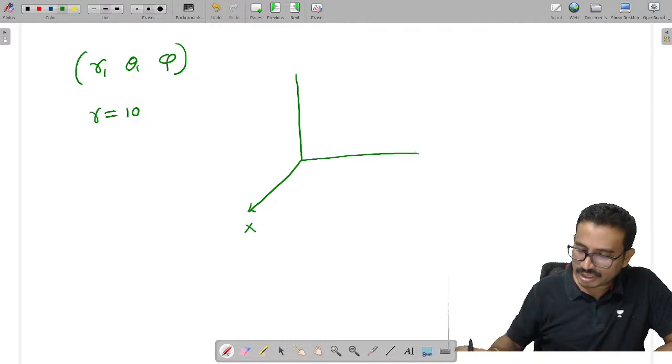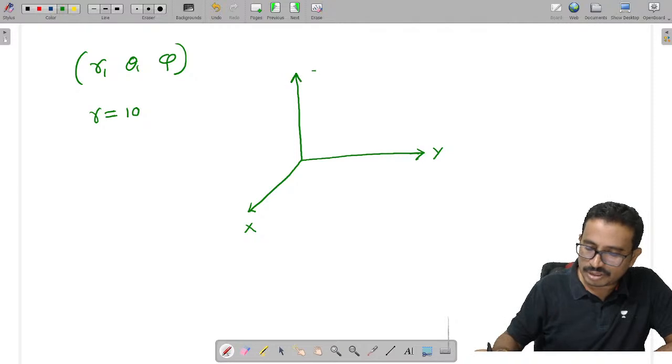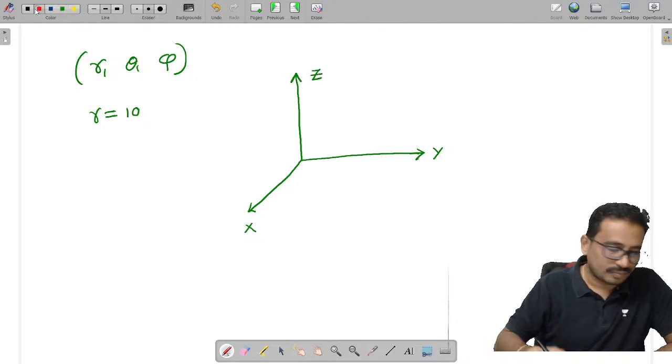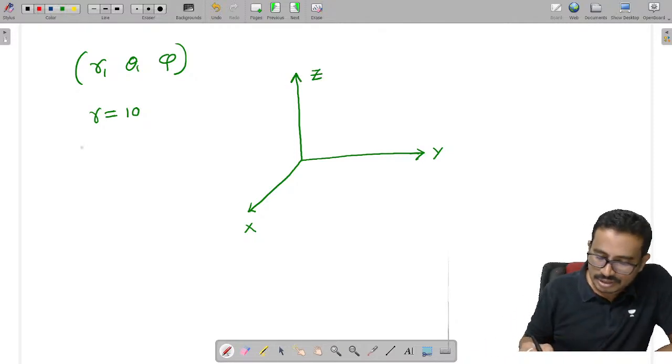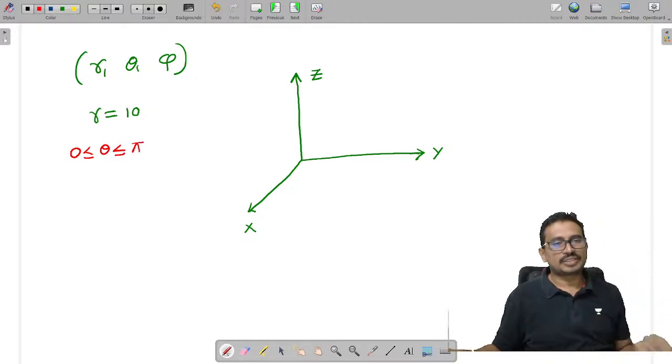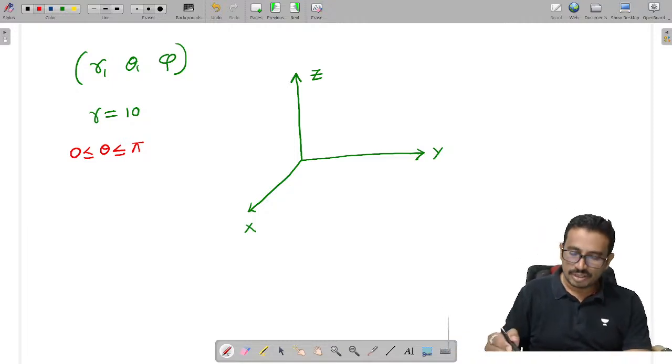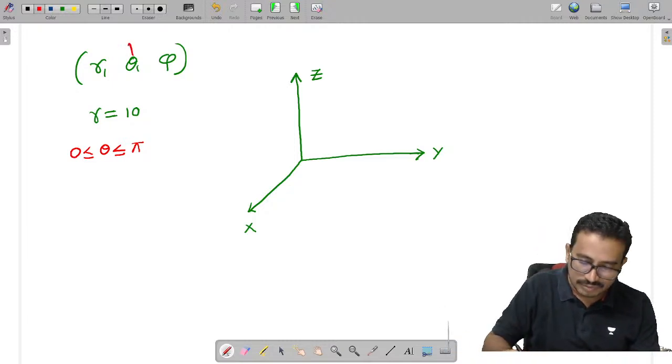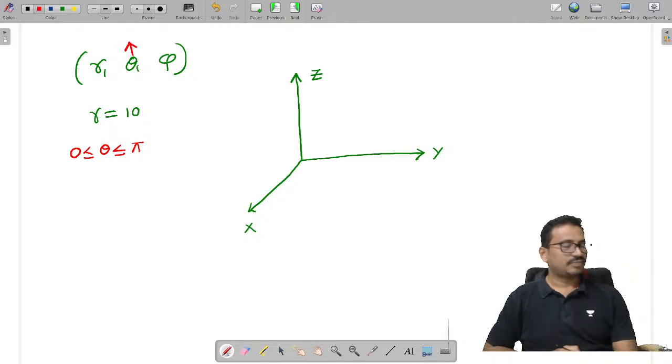This is my x axis, this is my y axis, and this is my z axis. Let us consider I am changing theta from 0 to pi. Let's see what's going to happen if I first apply the theta condition. Now you tell me, what axis is theta the angle with? Theta is the angle with the z axis.